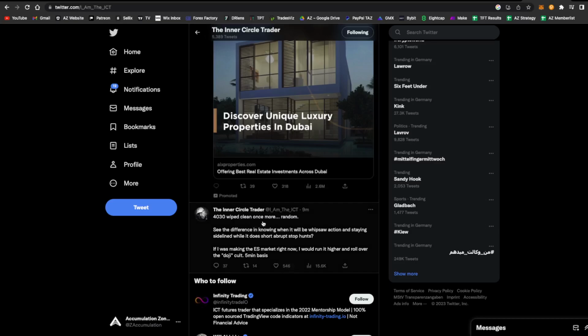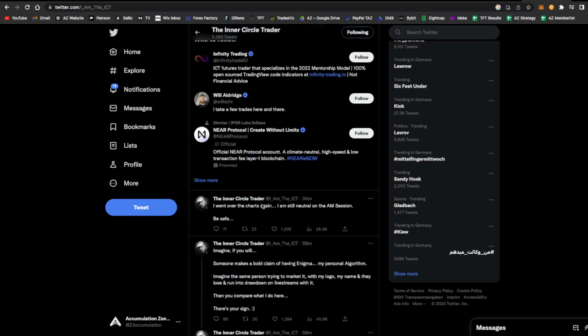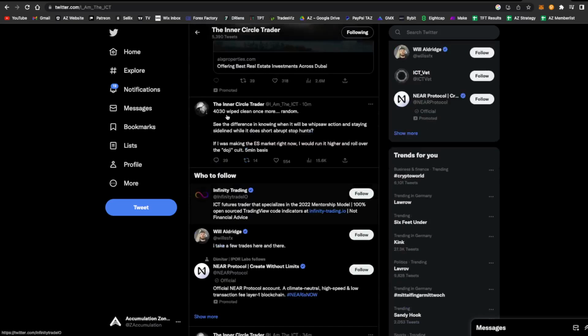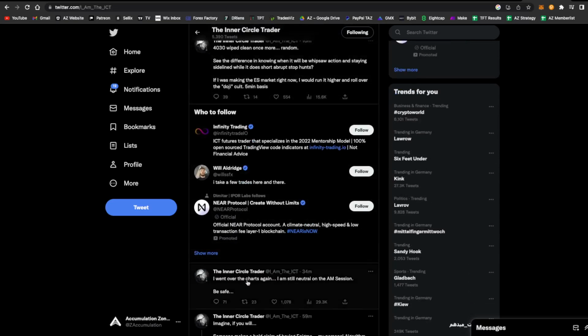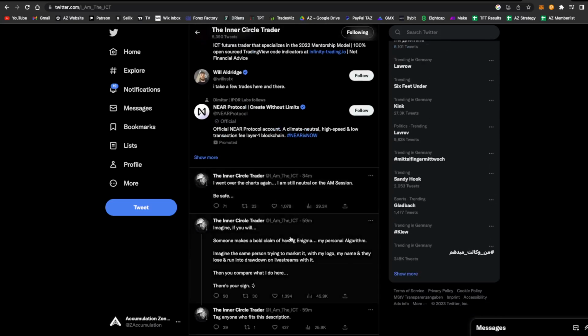"40-30 wiped out clean once more. Random. See the difference in knowing when it will be whipsaw action and staying sidelined while it does short abrupt stop hunts. If I was making the S&P market right now, I would run it higher and roll over the doji called 5-minute basis." Interesting. So if he would be making the S&P, that could be an indication for what he's looking for. "I went over the charts again. I am neutral on the AM session. Be safe."